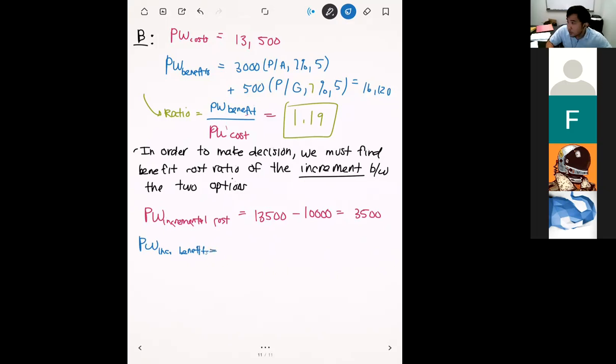Next we compute the present worth of the incremental benefits between the two. Just like with the incremental costs, we take all the benefits from option B, the higher cost option, and subtract the benefits from option A, the lower cost one. For option B, we have 3,000 P over A, 7%, and 5, plus 500 P over G, 7%, and 5.